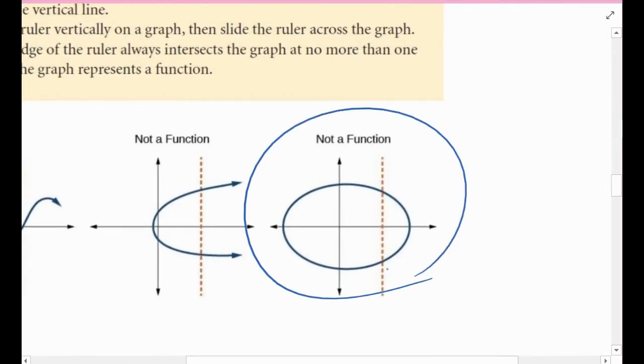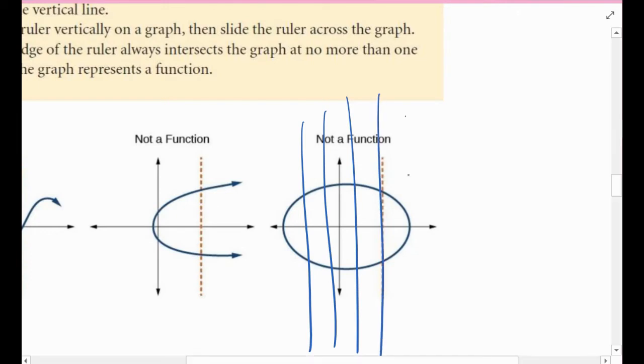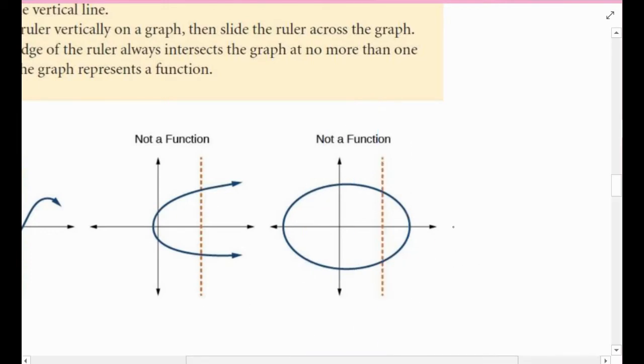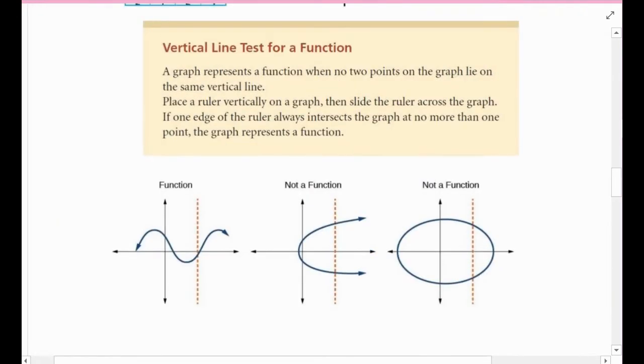And this one is not a function as well, because the lines you draw pass through more than once. Therefore, not a function. So you should be able to figure out if it is a function or not using a vertical line test, VLT, for vertical line test. Okay?